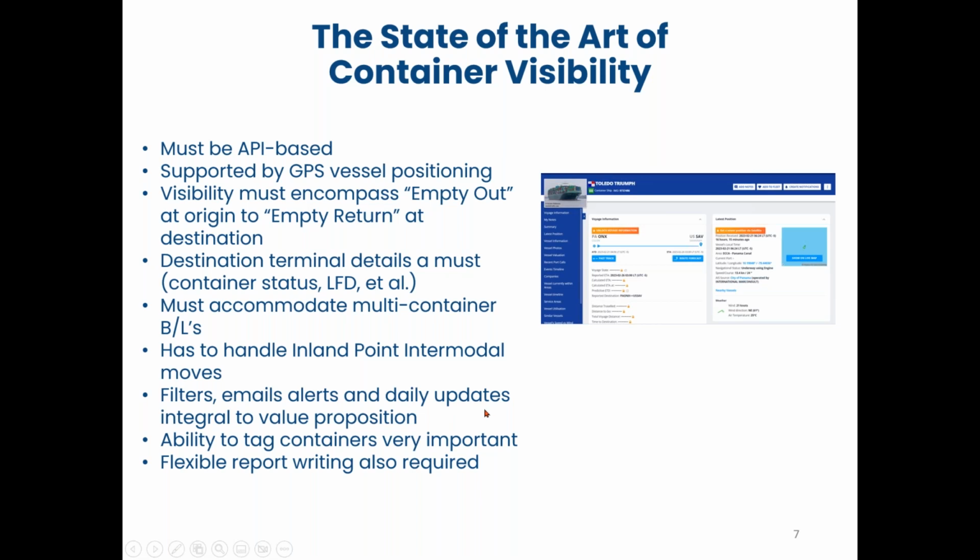Some other nice features, bells and whistles type stuff. You want to be able to filter, receive email alerts and daily updates as features that are integral to the value prop. We'll show you some pictures of that in just a second. You want to be able to tag containers as a very important feature. Input information like a reference number, such as 1 or 2 or even 3 PO numbers that are tied to the contents of a container, which can be tracked by those PO numbers or by the bill of lading number and maybe the ocean container number. But again, how many importers do you know?